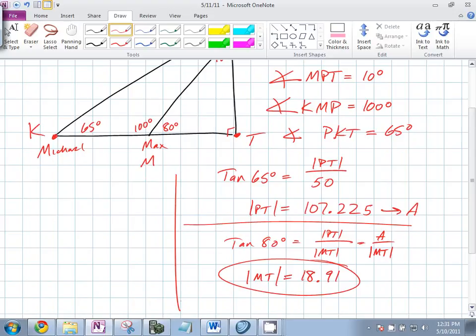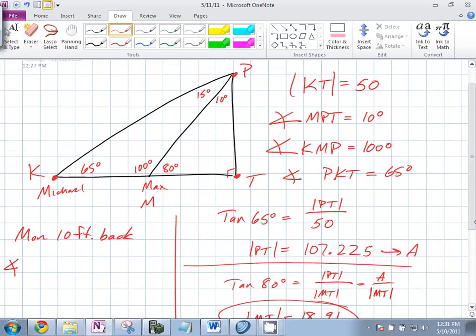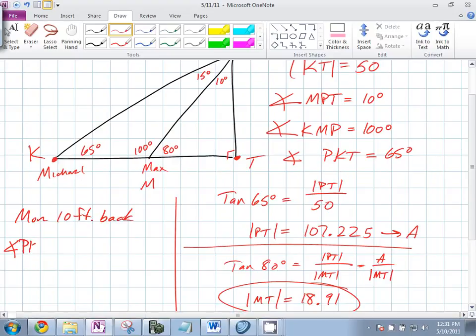What happens when they move 10 feet back? So when they move 10 feet back, angle PKT, what does that become? What does PKT become? The 65, what does it turn into? Does it go up or down? Anybody have it? Yeah. What is it, Brown? 60.77, that sounds right. And then what is angle PMT?